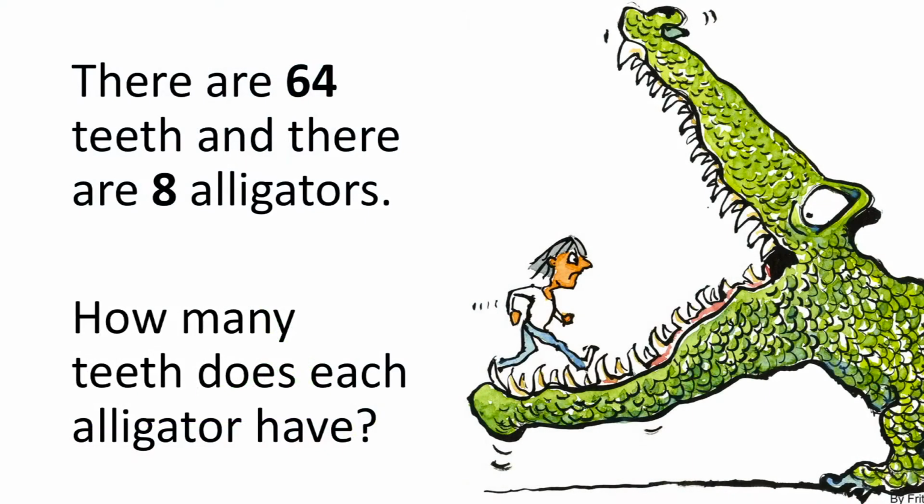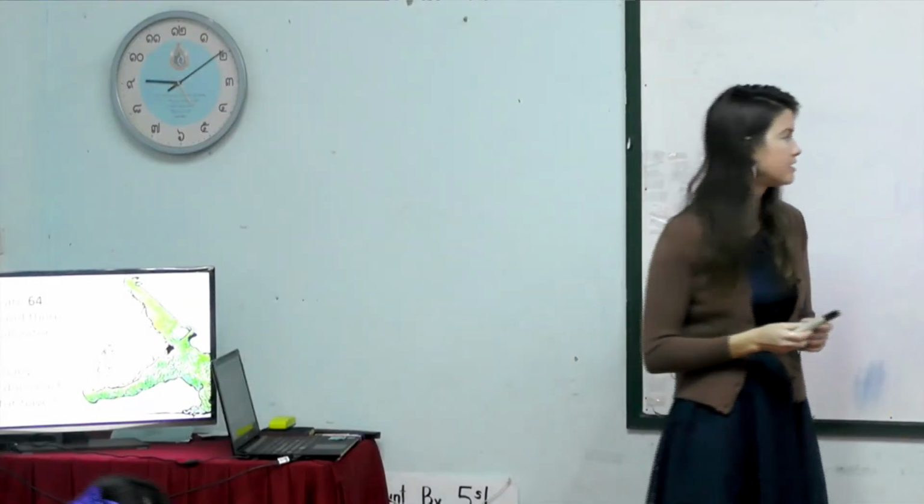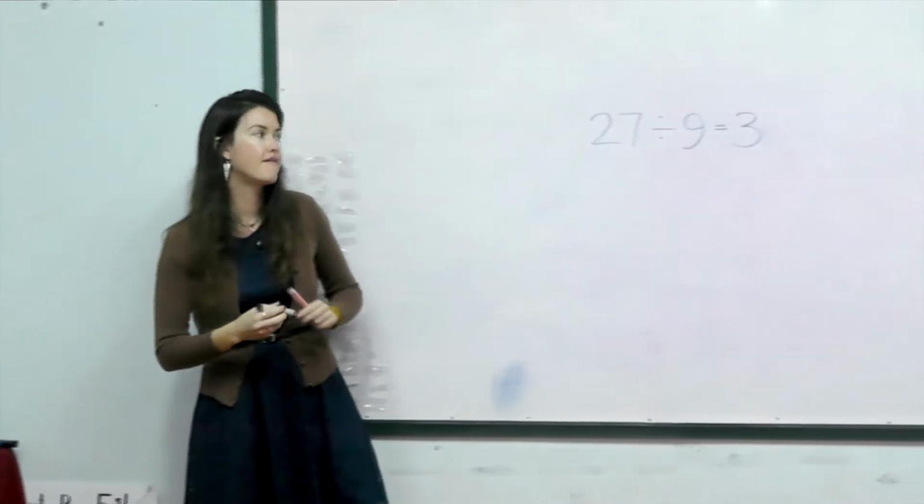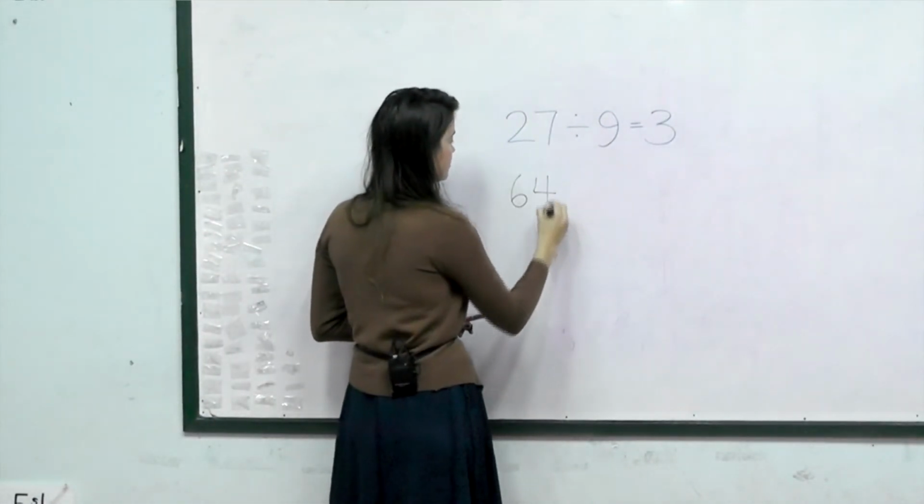Okay, let's see what's next. 64 teeth. And there are 8 alligators. How many teeth does each alligator have? Good. Big alligator mouth, right? So what do we do first? We take our biggest number. What's our biggest number here? 64. Does that go first or last for division? First. So we put our biggest number first.